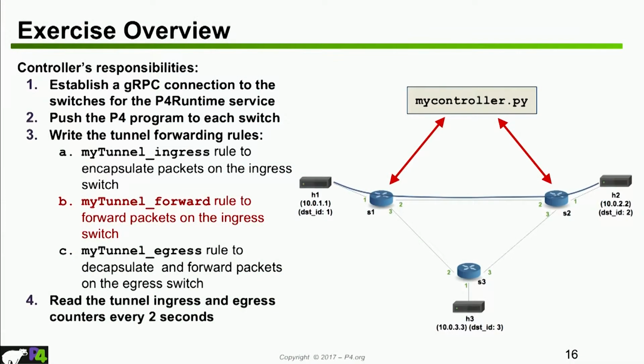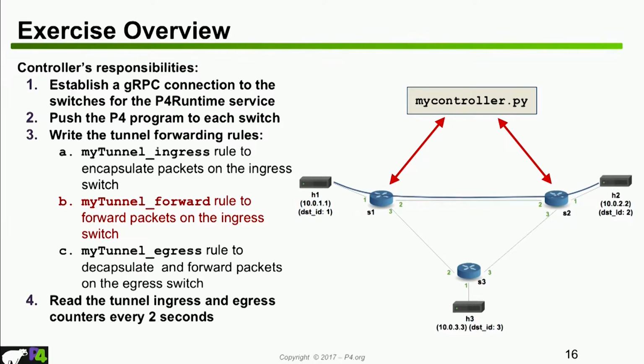So your job is going to be to establish the same tunnel that we did earlier using the BMV2 CLI. In this case, we've added two extra actions to the program. We've added a tunnel ingress action. This is going to match on a destination IP, and it's going to map the traffic into a particular tunnel ID. Then there's the mytunnel forward action, which we saw before. This is the one you're going to write. And then the mytunnel egress rule, that's a new action that we've added to the program that's going to pop the mytunnel header off the packet and egress it out to the host.